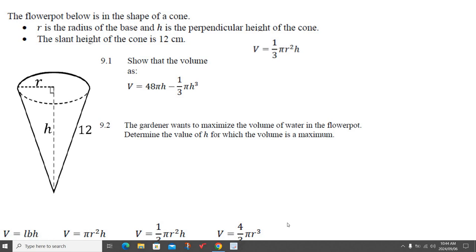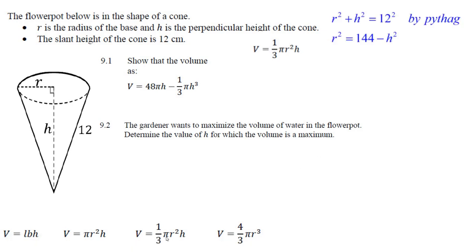So this is a min-max problem, and it's all about a cone. They give you all of the formulas down here, and you have to know that the volume of a cone is 1/3 the volume of a cylinder. So it's 1/3 pi r squared h. But before we get there, we're going to have to show that there's no r in here. We've got to find a way of figuring out r in terms of h.